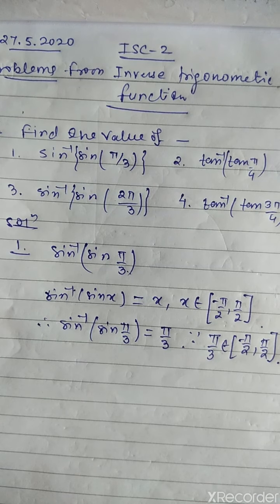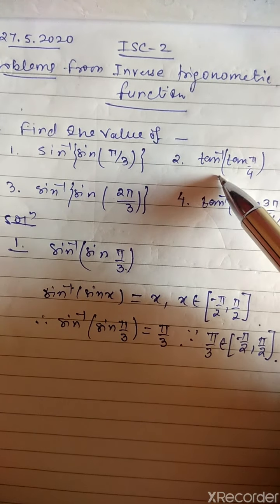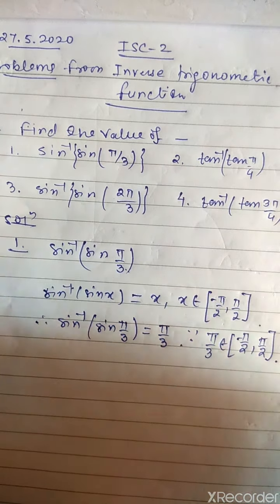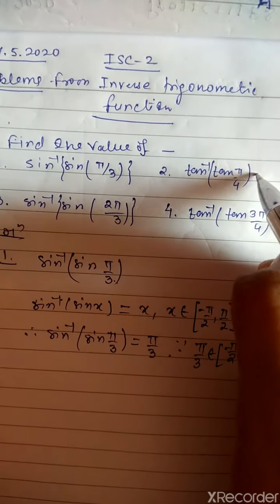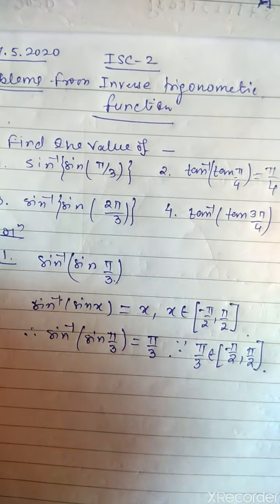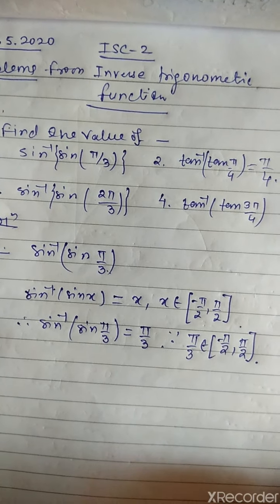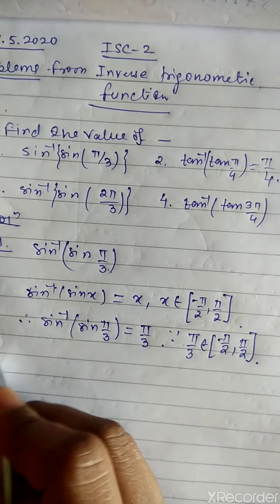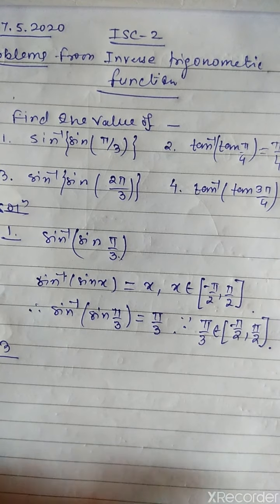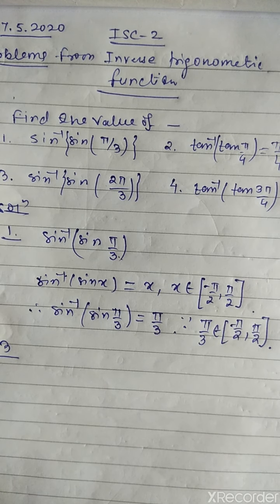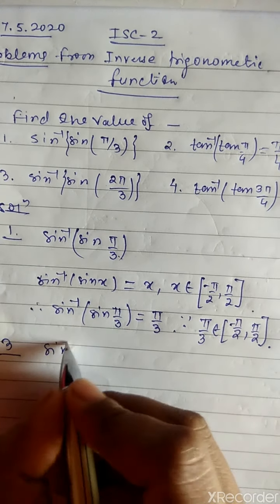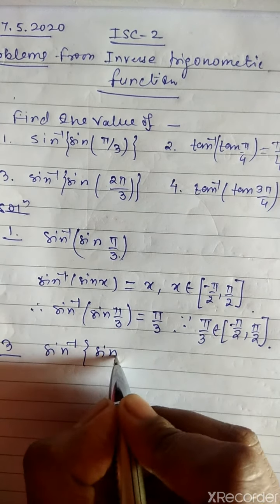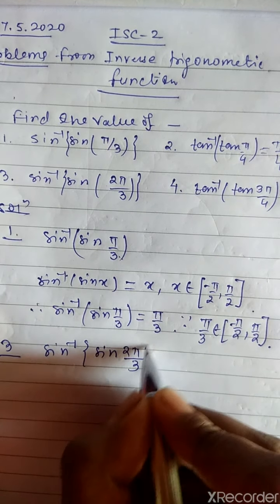Similarly, for the second one, tan inverse of tan pi by 4 is equal to pi by 4. Now the third question: sine inverse of sine 2 pi by 3. Let us see how we can solve the third one. In this third problem, we have sine inverse of sine 2 pi by 3.